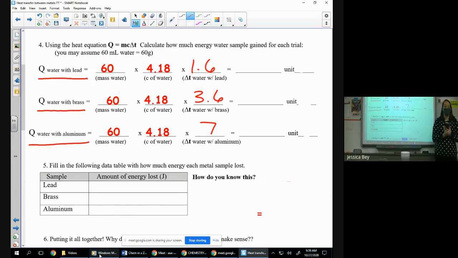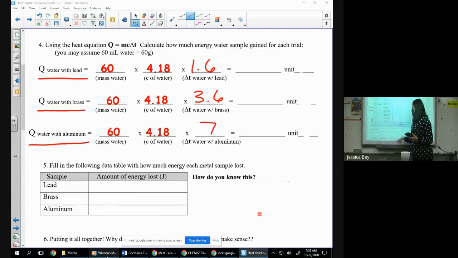Okay. Is everybody getting some numbers? And this is how many joules each of those cups of water gained. All right, perfect. Let's do them in here. Holler at me if I made a mistake.